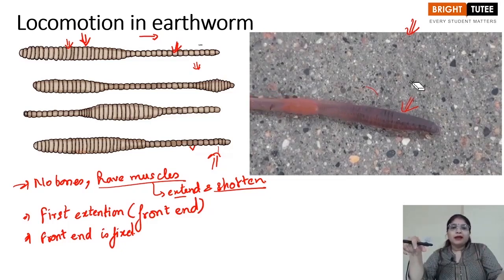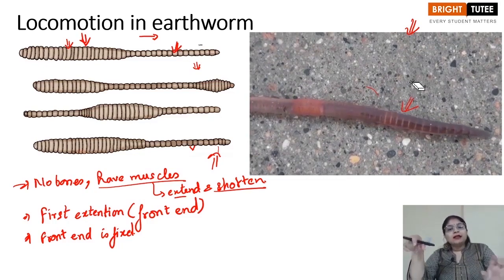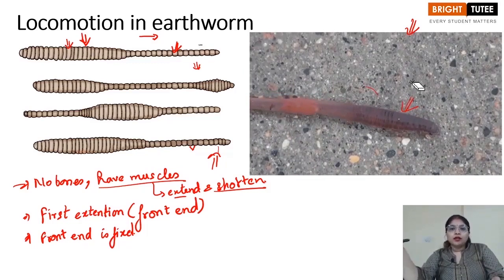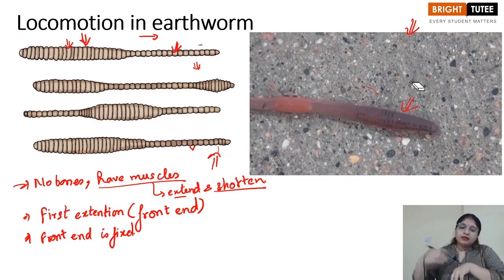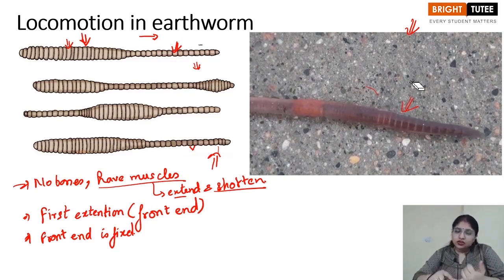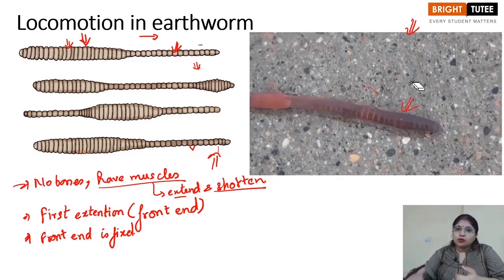All this pulling and the extension is happening because of the muscles that are present in the body of the earthworm. And in this way, this extension and shortening of the body allows the earthworm to move in the forward direction, right? These movements repeating one after the other, that is the expansion and contraction of the muscles, make the earthworm move forward.